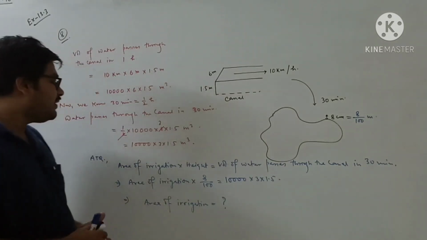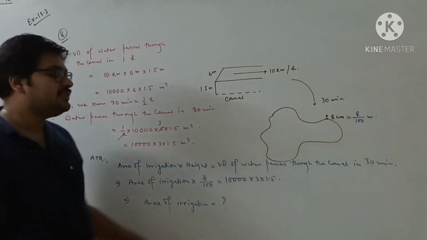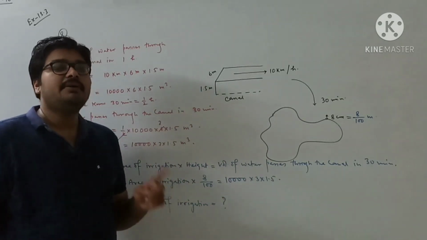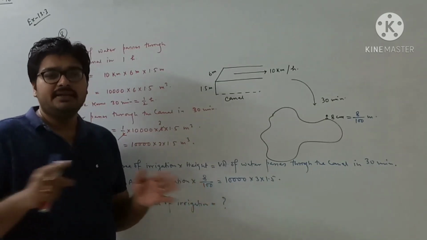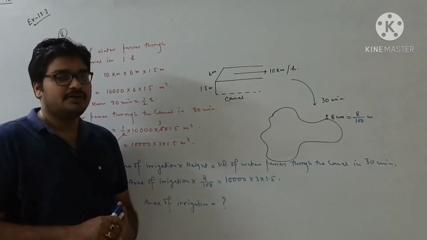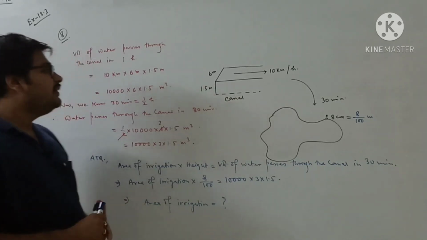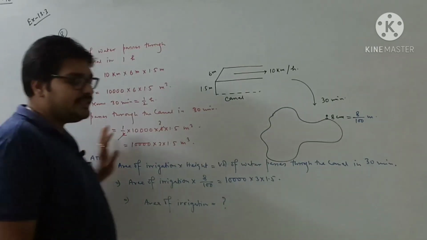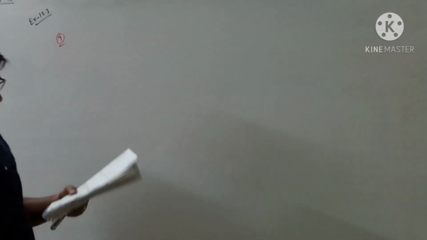And after that you have to write the final answer. Therefore, the area of irrigation is that much meter square. Again, I am saying if the meter square has a very large number of digits, then you just change it to kilometer square. Okay. So I think you understand this one. Now we will do the last sum of this exercise and this chapter 9.